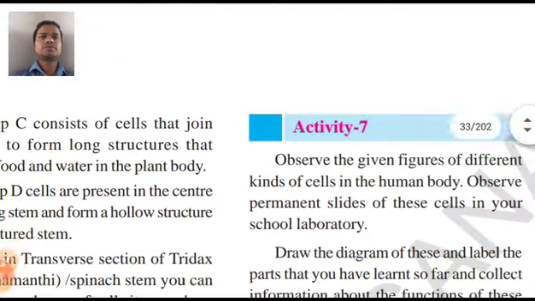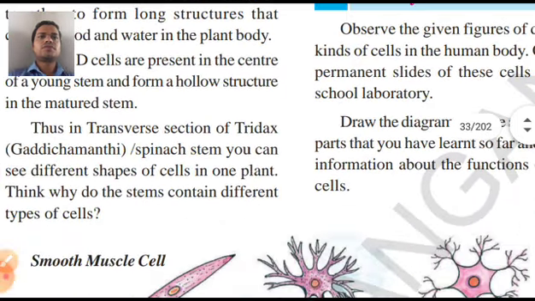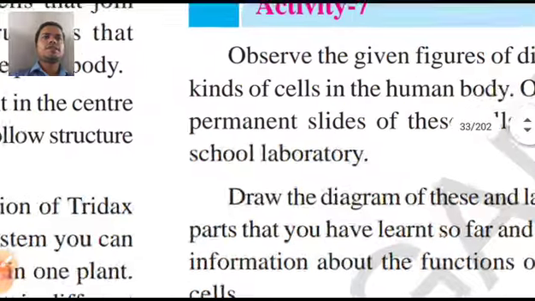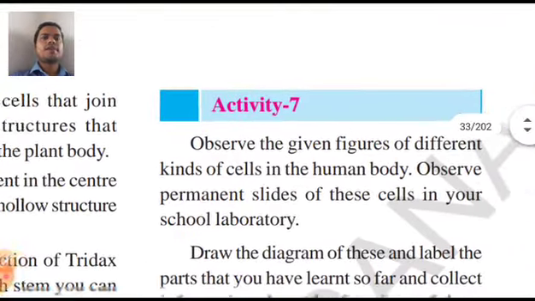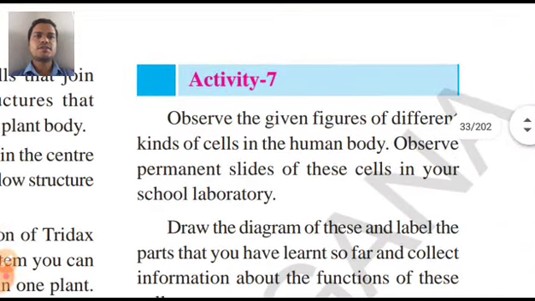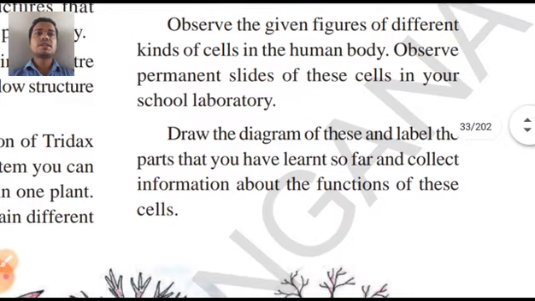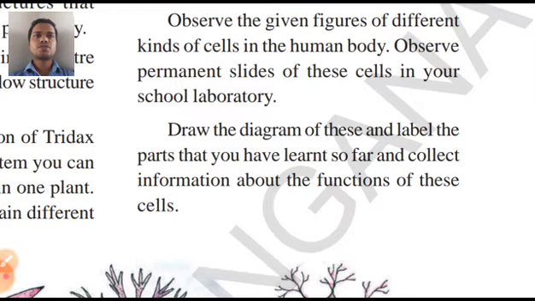Okay, now the next activity is activity 7. Observe the given figures in the textbook, which show the different types of cells present inside the human body, and observe the permanent slides if they are present in your school laboratory. Actually in our school laboratory so many permanent slides were there, but because we are unable to go to the school, it is not possible.